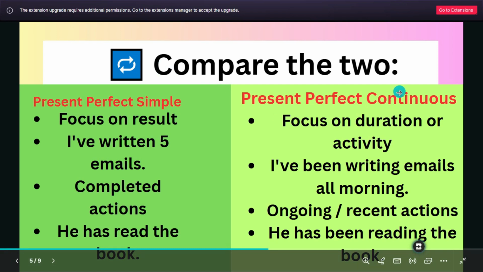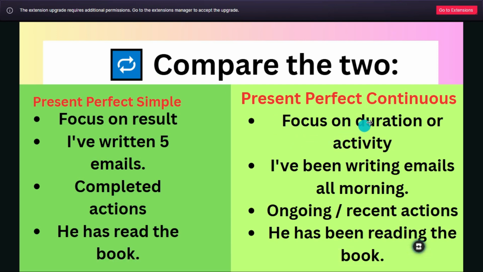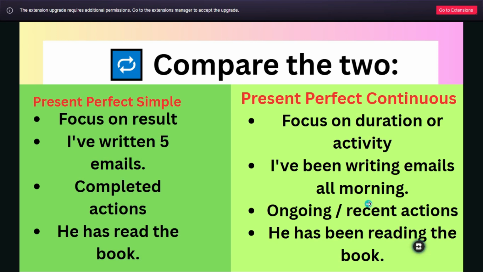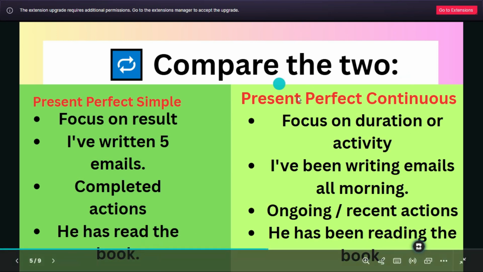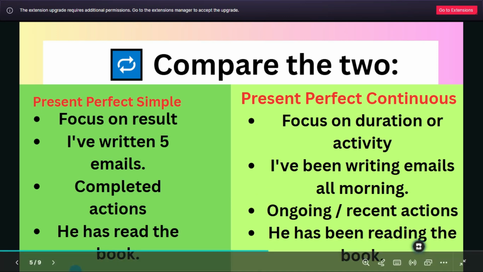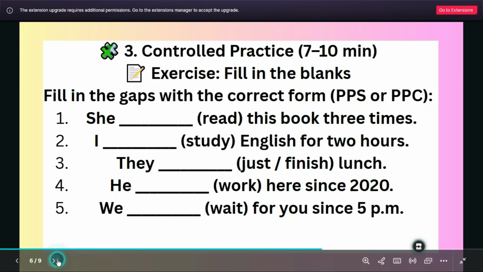In the present perfect continuous, we focus on duration or activity. I have been writing emails all morning. Or ongoing or recent actions. So the actions didn't finish yet, not completed yet. So we use the present perfect continuous. Over here, it's all obvious, but when we do the exercises, we will see how obvious it will be.